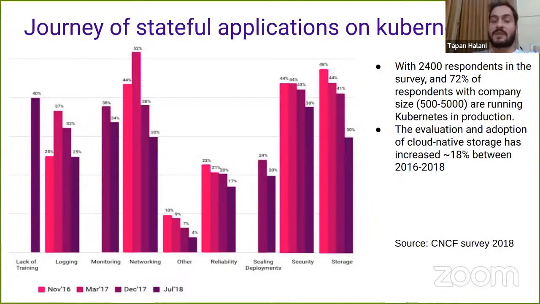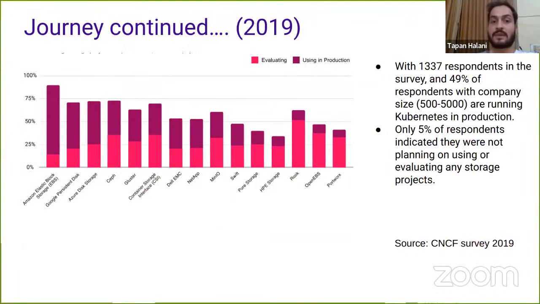But there have always been challenges with data when it comes to running data applications on Kubernetes. As we can see here, till July 2018 there has been a decrease. There have been new technologies coming up in cloud native storage, which are making people more confident in adopting cloud native storage and making it a part of the Kubernetes adoption journey. So this is 2018. We have this statistic: 30% of people still find storage on Kubernetes a challenge. Let's see where this goes.